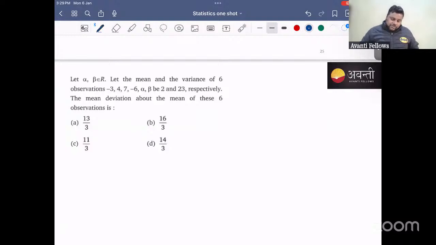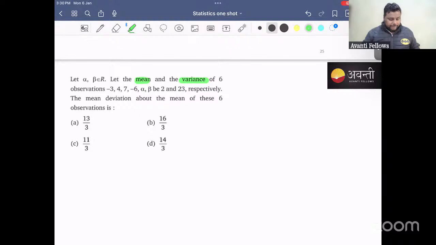Alpha, beta belong to R. Let the mean and the variance of 6 observations minus 3, 4, 7, minus 6, alpha, beta be 2 and 23 respectively. So they are providing you the mean and variance. Remember, variance and standard deviation are not the same. Variance is the square of standard deviation, or standard deviation is the square root of variance. Understood? So observations are given to you.